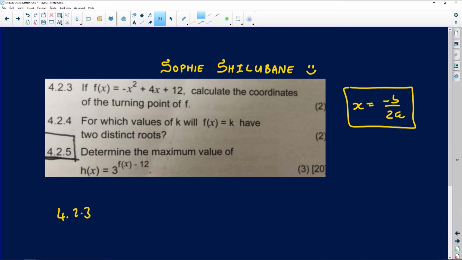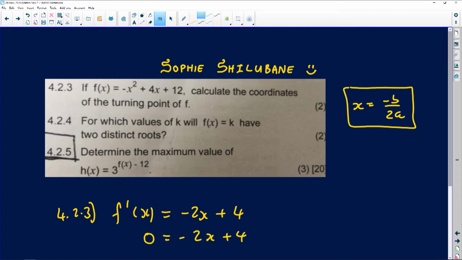What is the alternative of finding the turning point? Remember, at the turning point, the graph is stationary. So we are looking for the derivative, okay? Find the derivative. The derivative of negative x squared will be negative 2x. The derivative of 4x will be 4. The derivative of a constant is 0. After finding the derivative, you need to equate the derivative to 0. It's going to give us negative 2x plus 4.